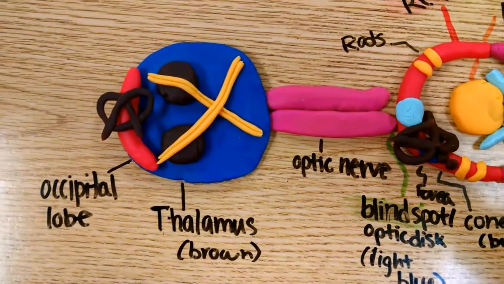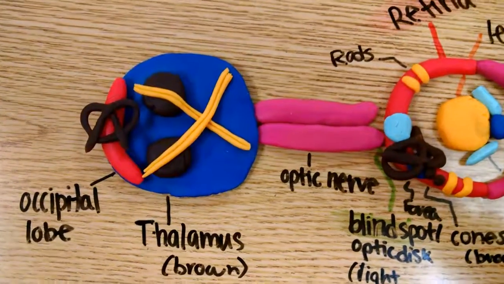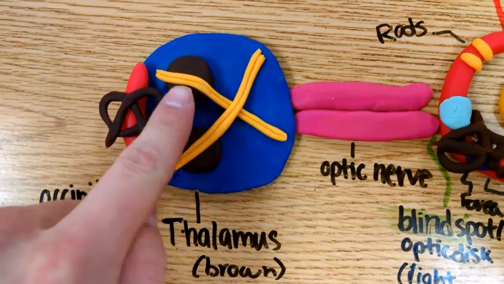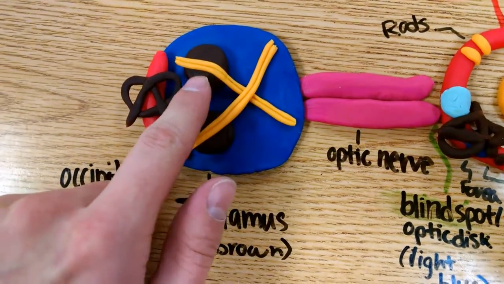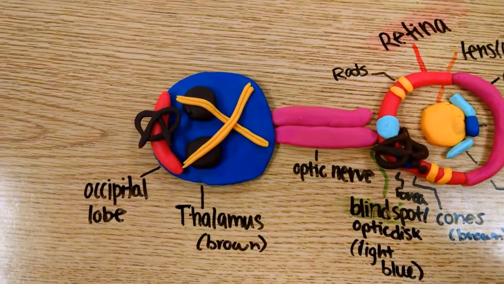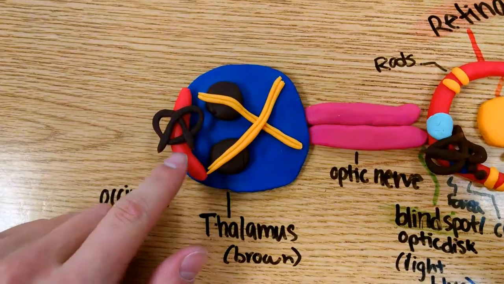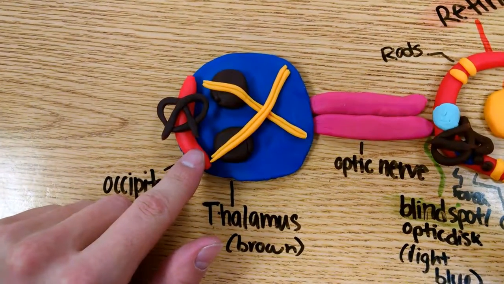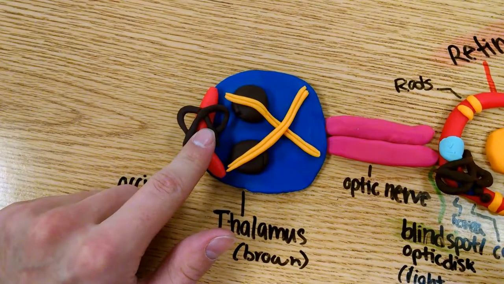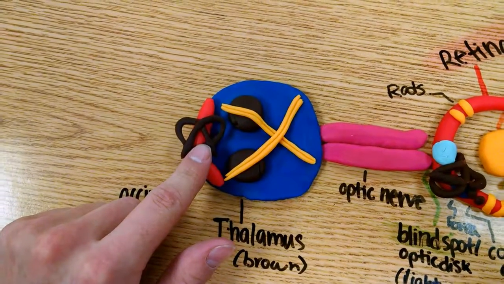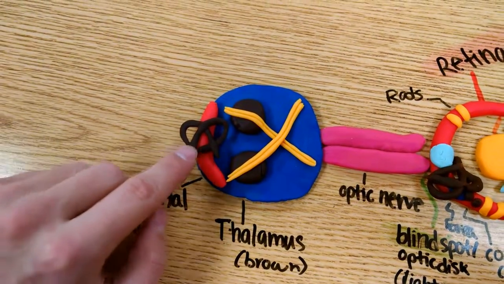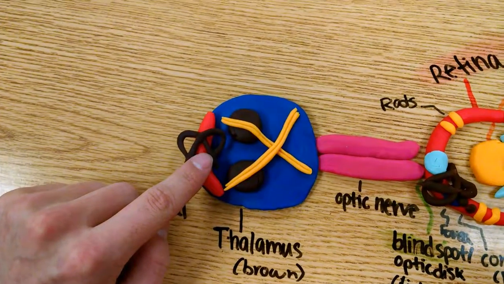After this transduction occurs, where light is transformed into electrical signals, the information is sent through the optic nerve to the thalamus. The thalamus then decides where to send this information, which happens to be the occipital lobe of the brain, which is in the back of the brain. Here, the electrical signals are interpreted and turned right side up, and basically will determine finally what we see.